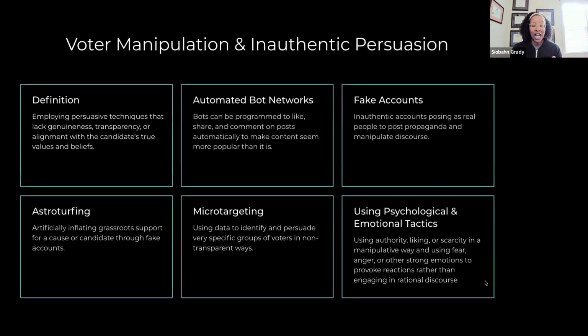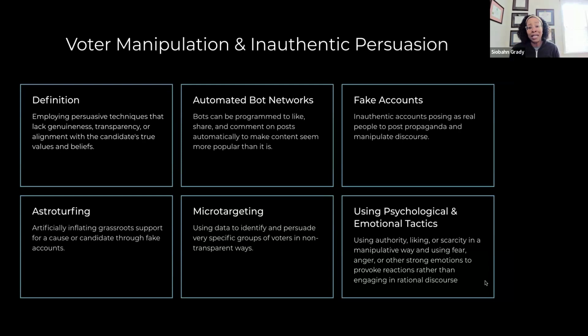So I'm just going to go ahead and complement what Professor Dawson has already shared with you all. And keep in mind, a lot of these things that you see on this screen are not exclusive to AI, but AI helps exacerbate these things and scales them faster and quicker. So first of all, when it comes to voter manipulation and inauthentic persuasion, the definition is employing persuasive techniques that lack genuineness, transparency, or alignment with the candidate's true values and beliefs. That is what's happening with these tools.